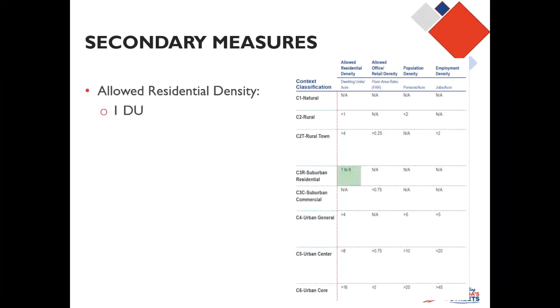We could also look at secondary measures for this. The allowed residential density is 1 dwelling unit to the acre. That looks like C3R. The allowed office and retail density is 0.23 floor area ratio. That could be C3 commercial.